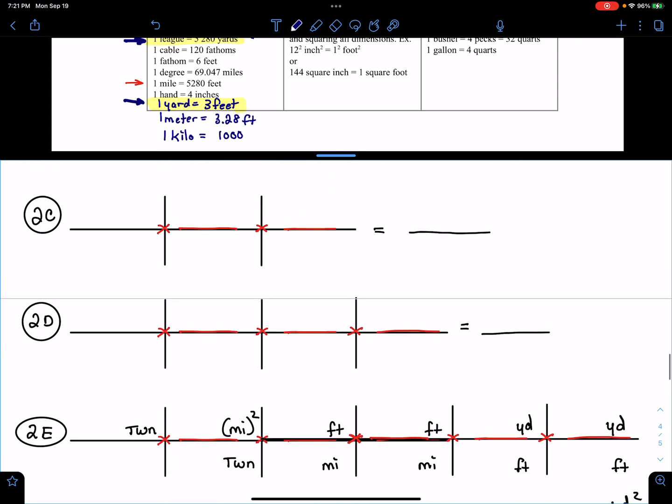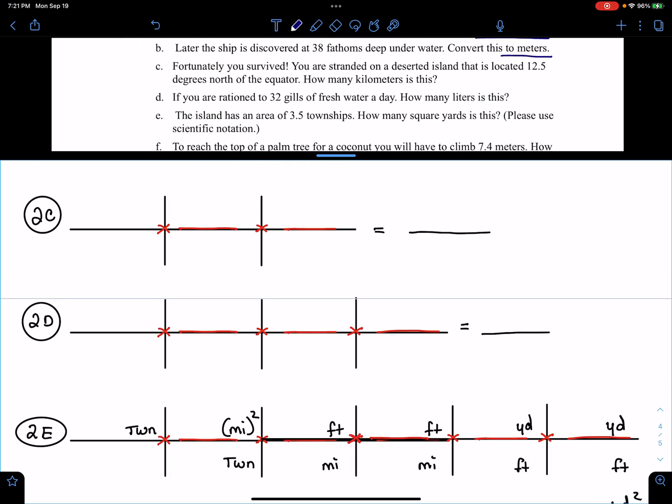Let's go to letter C here. Fortunately, you've survived. You are stranded on a desert island that is located 12.5 degrees north. All right, so let's put that in here. 12.5 degrees. You know what? I'm going to write in degrees just so that way we have something that's a nice, easy thing to look at here. All right, whatever is in the top left, we're going to put in the bottom right. So DEG. All right. Now what are we changing this thing to? It says we got to change this to kilometers, so KM.